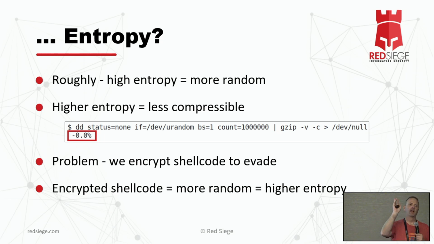So this leads us to a little bit of a problem. We typically encrypt our shellcode to try to hide it, unless we're doing something like the UUID trick. We encrypt our shellcode in one or more ways. And when we encrypt things, it makes them very random. So because it's very random, it increases the entropy.